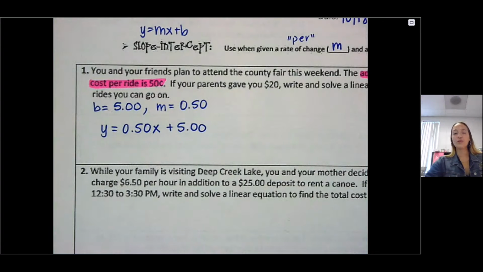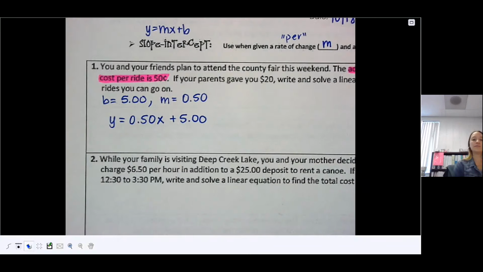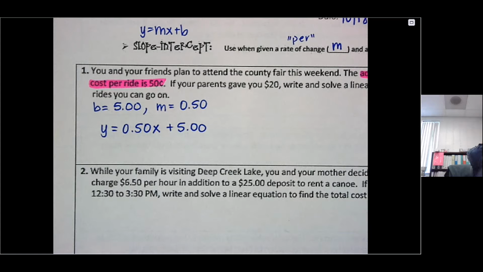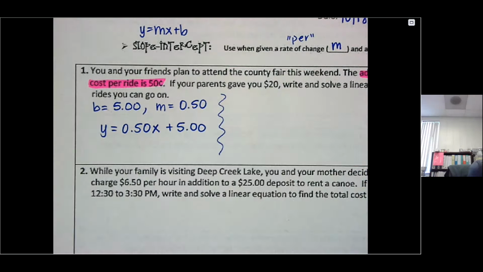Now, step 2 is, it says, if your parents gave you $20, I want to figure out how many rides I can go on. 40. How'd you get that? 20 divided by 0.5. So that's really close. So here's what Jada's saying. She's going, why 30 and not 40? Ah, you have to subtract that 5 that's there too.